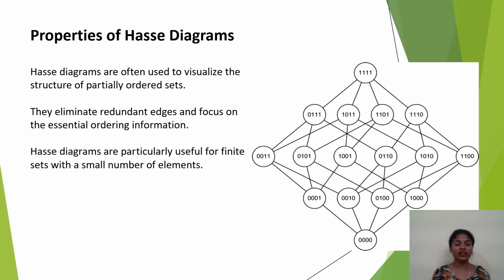Properties of Hasse diagrams. Hasse diagrams are often used to visualize the structure of a partially ordered set. They eliminate redundant edges and focus on the essential ordering information. Hasse diagrams are particularly useful for finite sets with a small number of elements. Hasse diagrams may become complex for a large set with many elements. In some cases, the diagram may not accurately represent all the relations in a set.